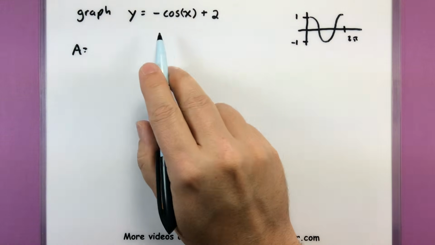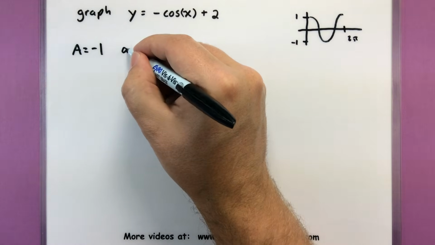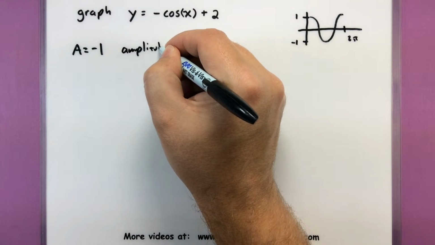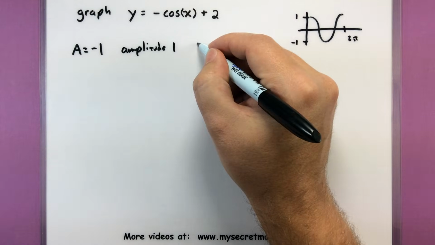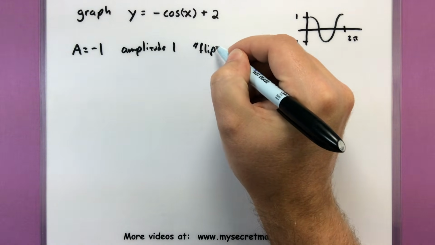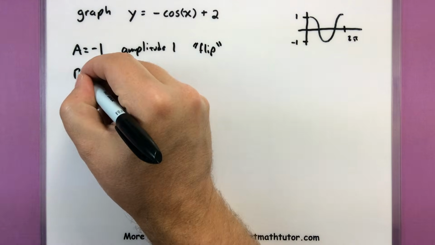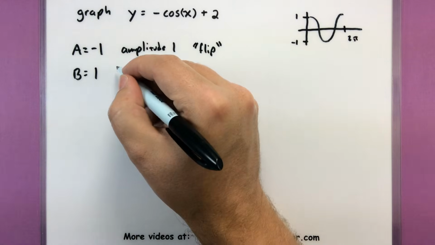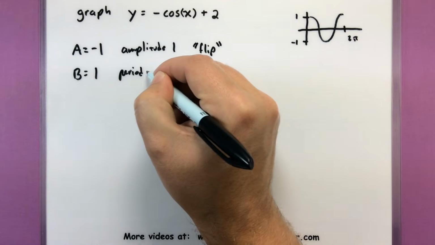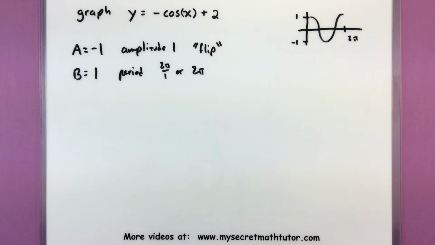So A, in our case, is the number that sits out in front, -1. So our amplitude is going to equal 1, but the negative tells me I should flip this over the x-axis. So I'm just going to make a little note that I need to flip it. All right, on to B. B is the value next to x. I don't see anything, so we will assume that is 1. So our period is 2 pi over 1, or just 2 pi. That means it has the same period as our basic function for cosine. Nice.